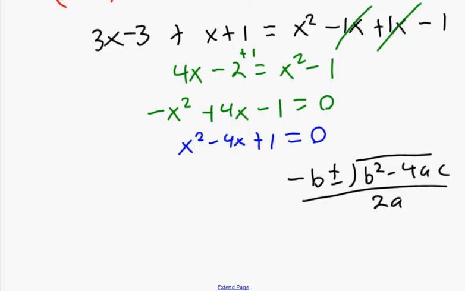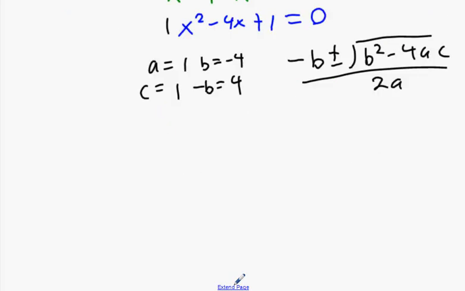What's the a value? 1. What number comes in front of the x squared? 1. a equals 1. What's the b value? What's the minus b value then? 4. Multiply both sides by minus 1. What's the c value? 1.